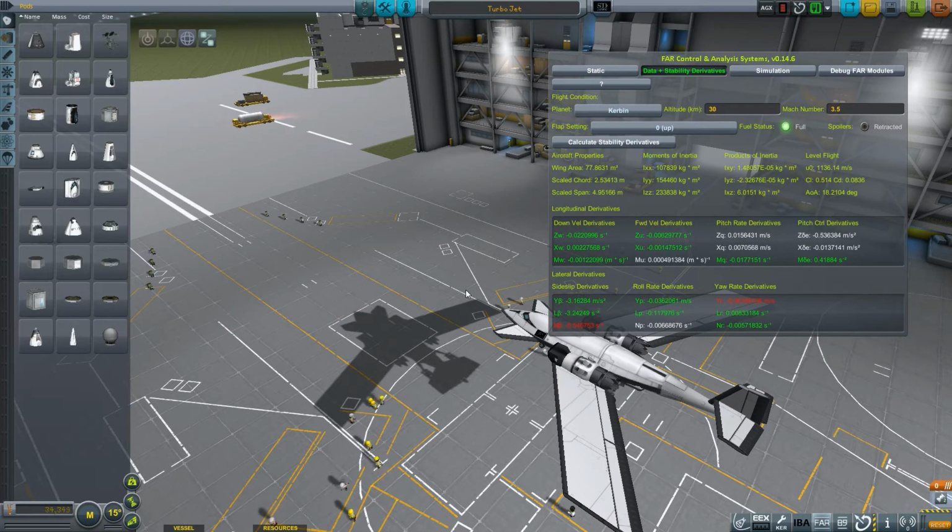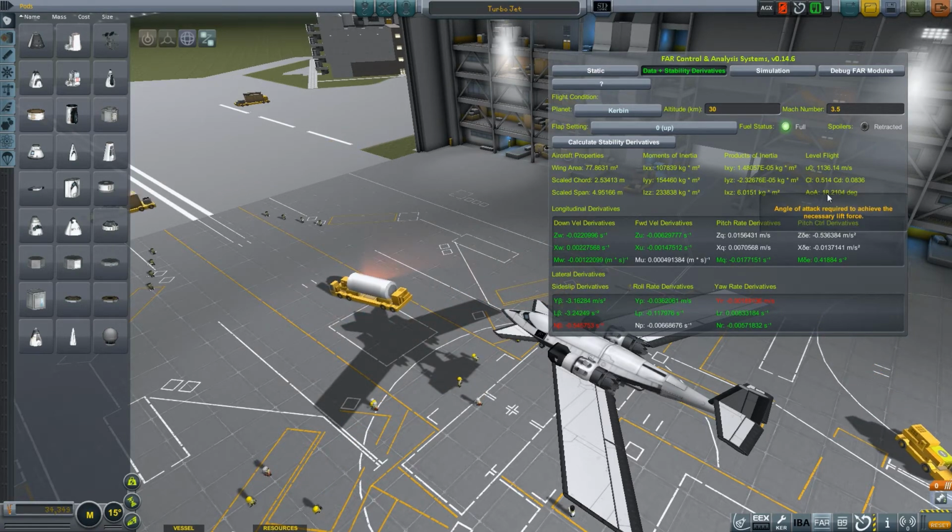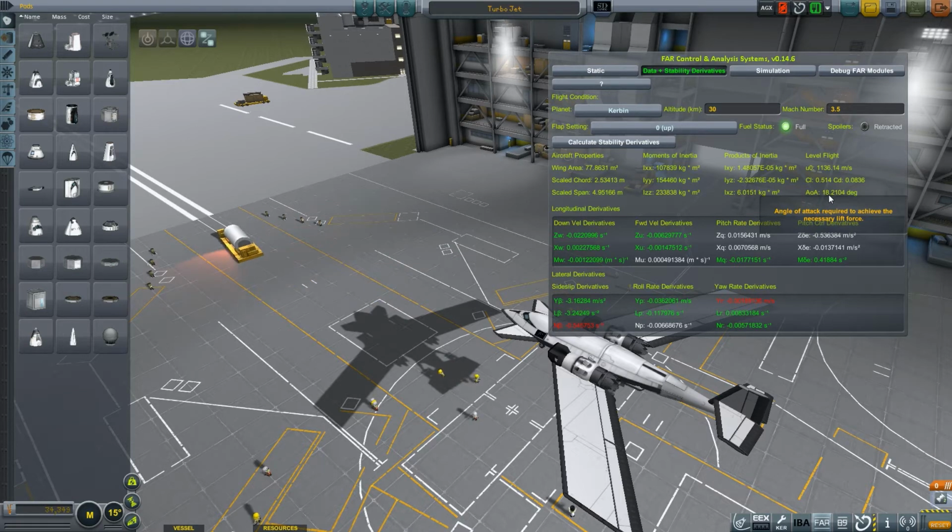We not only need to check if we stall at a particular speed and altitude, we need to check if we can actually reach this angle of attack needed for level flight. So at an altitude of 30 kilometers and a Mach number of 3.5, we require an angle of attack of 18.2 degrees to maintain level flight.